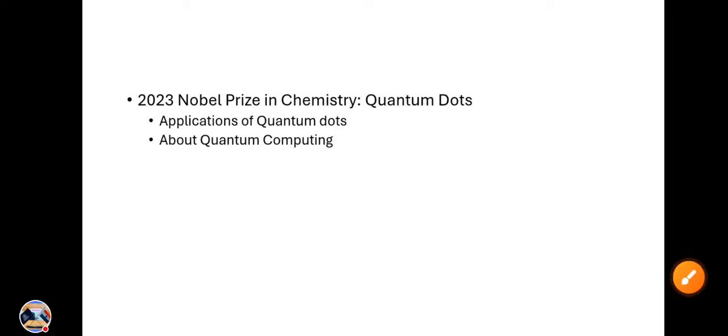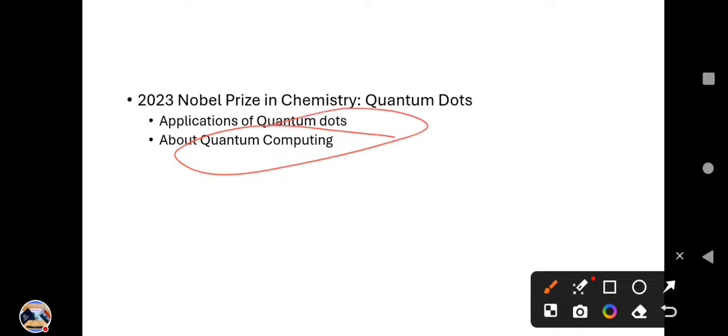Next we'll move to quantum computing. What is quantum computing, and what is its usage all about? Quantum computing uses quantum bits, that means qubits. This qubit was asked in the 2022 prelims exam, I think, so you can remember quantum bits. Qubits, used in quantum computing, can be both 0 and 1 at the same time.